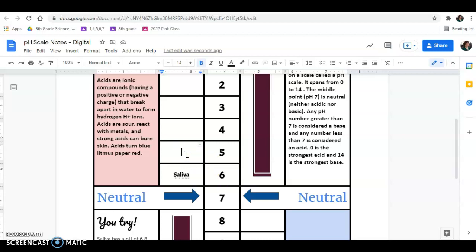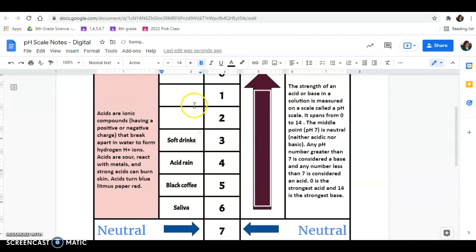Your saliva in your mouth has a little bit of power to digest food in it, so it's going to be slightly acidic. A level 5 is going to be black coffee, straight black coffee, not creamer or sugar in it, because that will change the pH. A level 4 is going to be acid rain. A level 3 is going to be a soft drink like your soda. So this is a moderately strong acid. Lemon juice is a 2. Stomach acid is a 1.